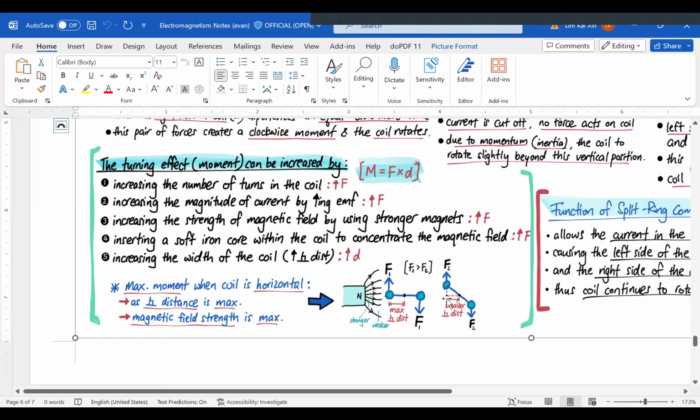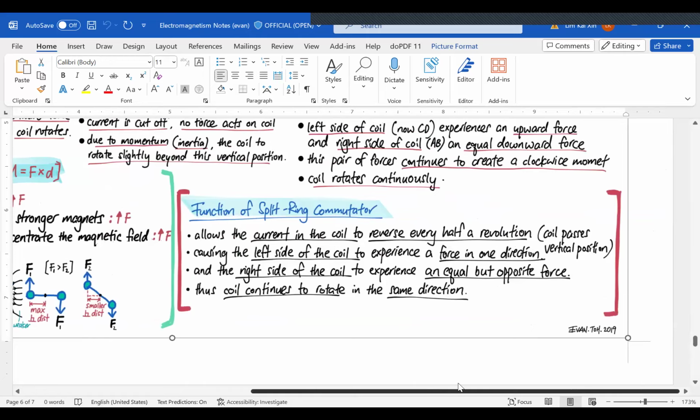But when it is slanted, you will see that the perpendicular distance between the force and the pivot will be shorter. It will be shorter over here because based on Pythagoras theorem, this length, the hypotenuse, will be longer. So in the horizontal position, the perpendicular distance is the maximum, and there will be more magnetic field strength interacting with this coil because it's horizontal. Magnetic field strength is also maximum. The force experienced will also be maximum. So the best turning effect is when the coil is in the horizontal position.